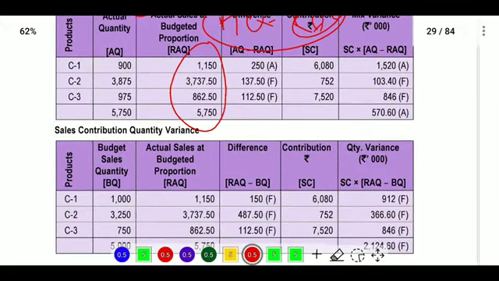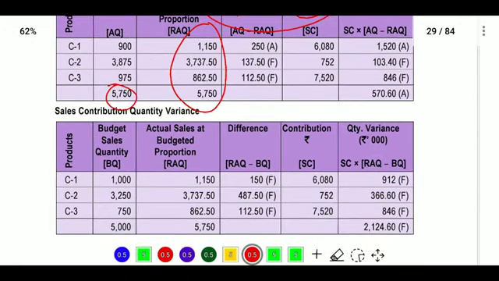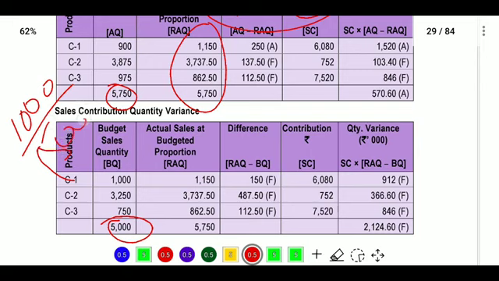Based on that, budgeted sales will be converted into the actual position. The total actual will be 5750, and the budgeted total will be 5000. So for C1 we take the budgeted 1000 divided by 5000 and multiply by 5750. Same as 3250 divided by 5000 into 5750, we get 3737.5. Next, 750 divided by 5000 into 5750, we get 862.5. So we get the revised actual quantity.